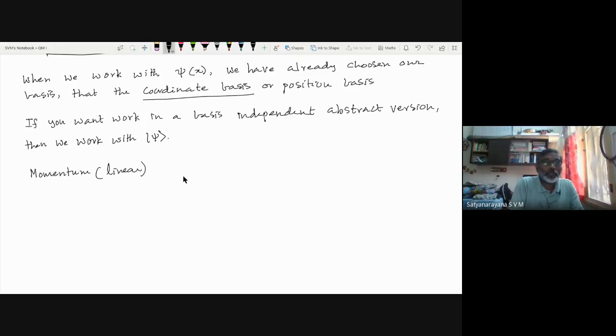Linear momentum. That is your P. It's an operator, the Hermitian operator, P operator. Now we can have states, which I will denote as |p⟩. These are eigenstates of P. Now they are also a continuum basis. So this is another continuum basis.